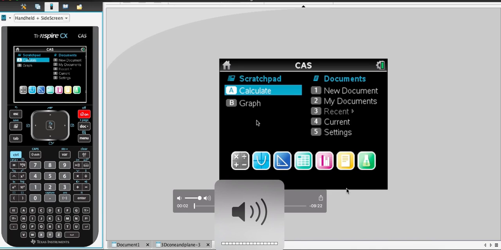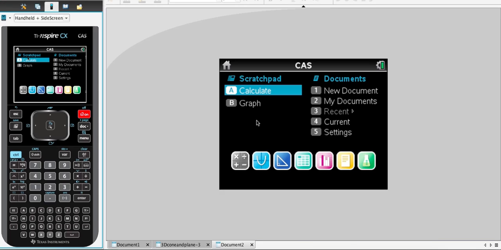Today I'll be talking about the n-spire calculator. So when you open up your n-spire, you'll see the home screen, and it has the calculate function right here, and then the graph function right beneath it. And on the bottom there's a row of functions that you can use to create savable documents.